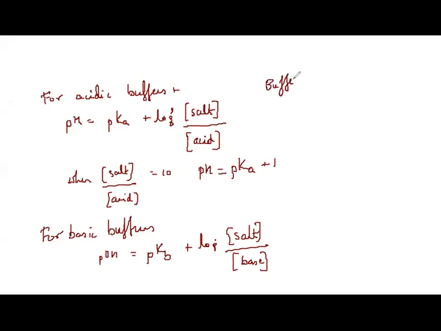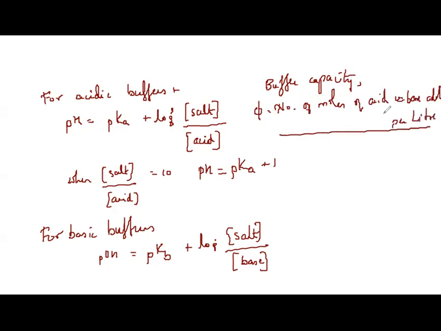Finally, what is buffer capacity? It is denoted by this symbol. It is nothing but the number of moles of acid or base added per liter to change the pH. That is called buffer capacity. Greater the buffer capacity, greater is its capacity to resist the change of pH value.